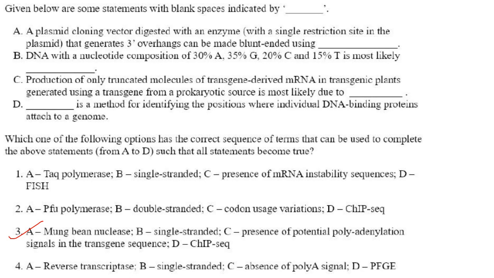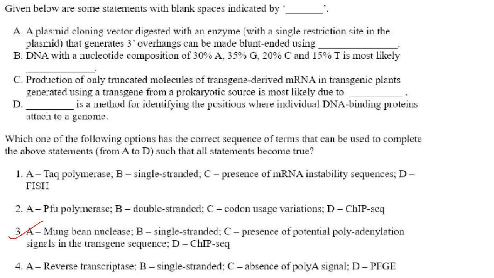Then next one. Production of only truncated molecules of transgene derived mRNA in transgenic plants generated using transgene from a prokaryotic source is most likely due to. So you have got a transgenic plant. It is having the transgene derived from a prokaryotic source, and it is producing truncated molecules of transgene derived mRNA. So they have asked why it is producing these truncated molecules.